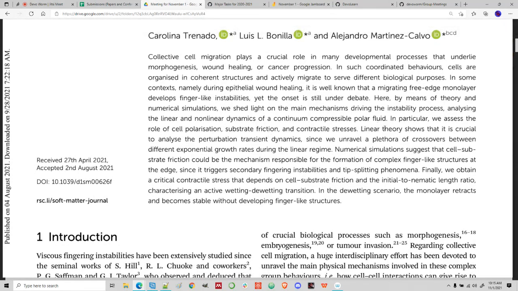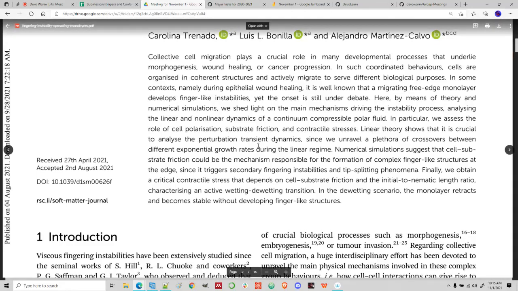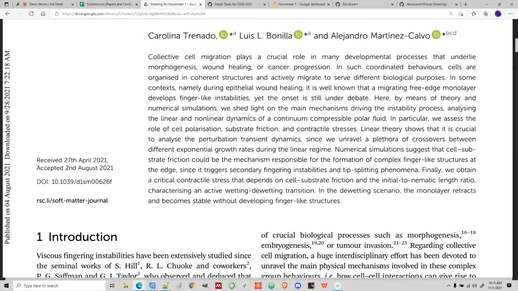Let's see. So they get into the linear theory, which shows that it is crucial to analyze the perturbation transient dynamics. And so we unravel a plethora of crossovers between differential exponential growth rates during the linear regime. The numerical simulations suggest cell-substrate friction could be the mechanism responsible for the formation of complex finger-like structures at the edge, since it triggers secondary fingering instabilities and tip splitting phenomena. So it's kind of like this branching where you get things that come up, and then there are other sub-processes. I wouldn't want to say fractal, but I guess they are, but they're very itinerant. No, they actually have a characteristic wavelength, rather than being fractal.